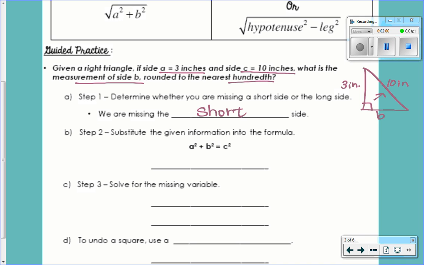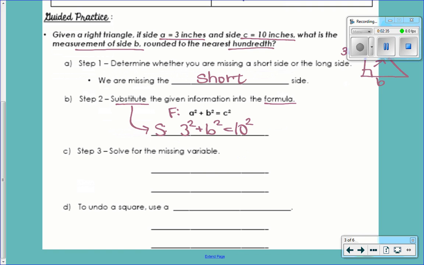Okay? Again, the first thing I'm going to do is write our formula. And then we're going to substitute our numbers in. And we are given A, it was 3. We're going to square it, plus B squared equals C, which is 10. And we're going to square that. We have to find their areas. Okay? So we're going to now solve.